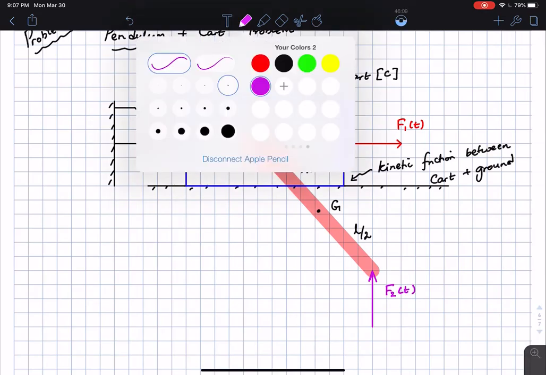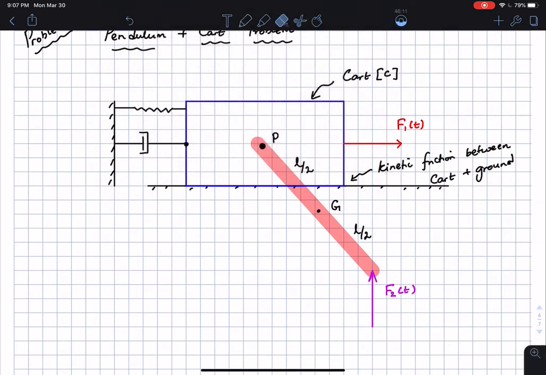The damping coefficient or damping constant is going to be little c. The stiffness of the spring is going to be k. Okay, and here is where the force is acting on the body of the cart. And kinetic friction between cart and the ground is going to be given as mu suffix k. Okay, and so here is the problem.